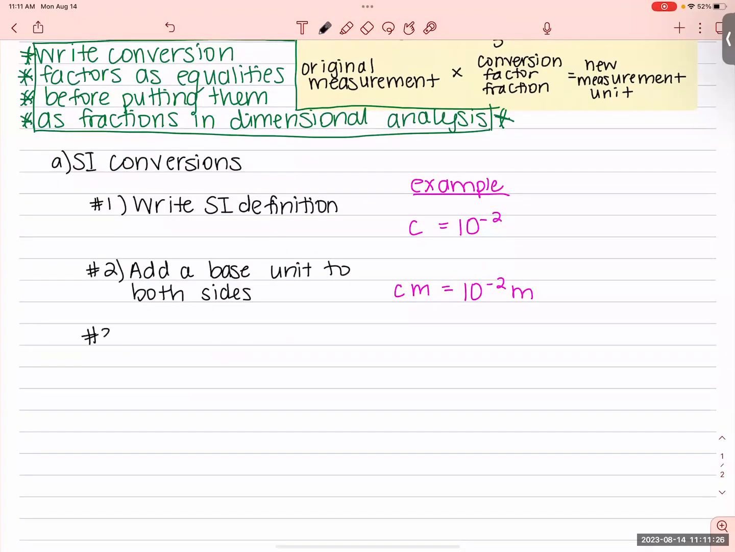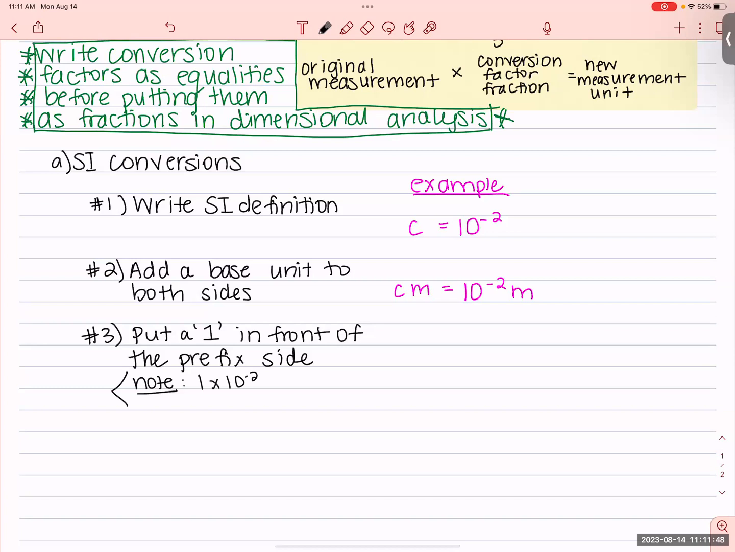And then the last thing that I like to do for these is put a 1 in front of the prefix side. And another note here: 1 times 10 to the negative 2 is equal to 10 to the negative 2, for example, because sometimes you will need to know how to write it either way, like in scientific notation. Also, if you change sides of the equality, change the sign of the exponent. That might be a note that comes in handy. I'll give you an example of that in a second.